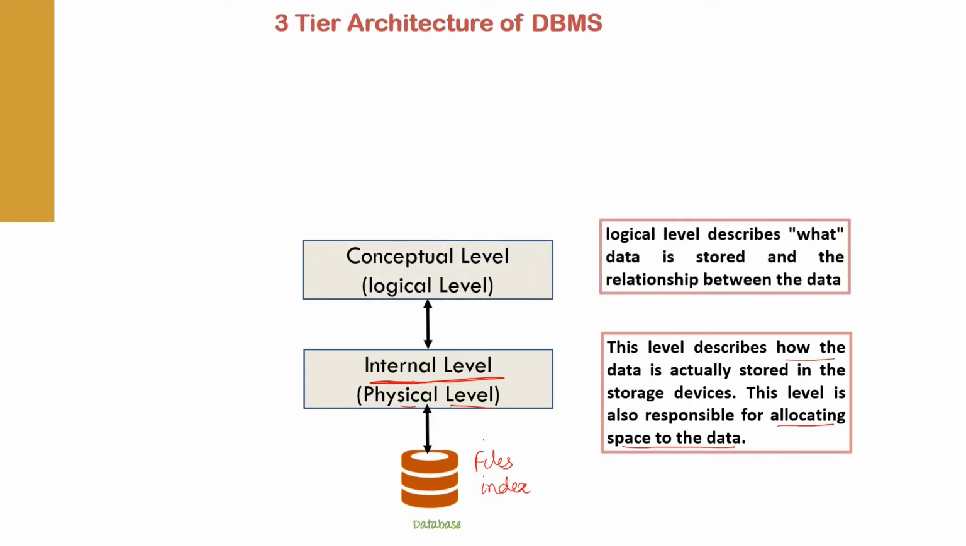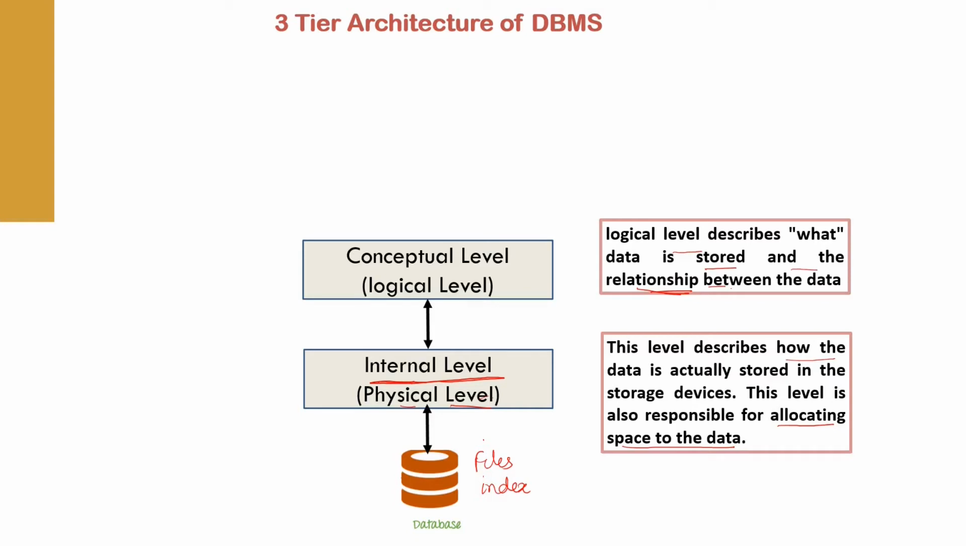Next comes the logical level or conceptual level. Now, the logical level describes what data is stored and the relationship between the different data items. In the logical level, data is stored in table structure. So, what table structures will be created is decided in the conceptual level. And also the relationships among different data items will be stored in table structure. That's why this is called the conceptual level or logical level.